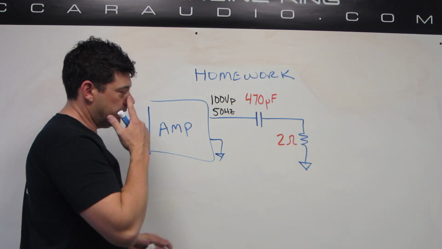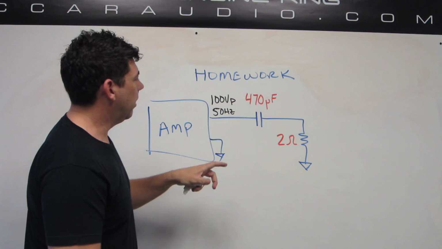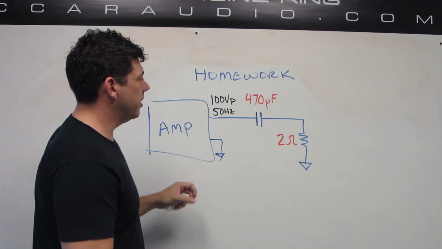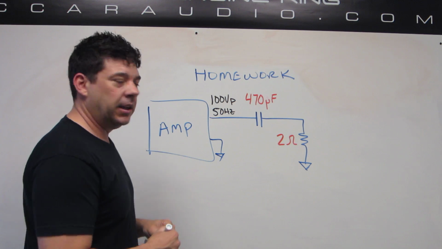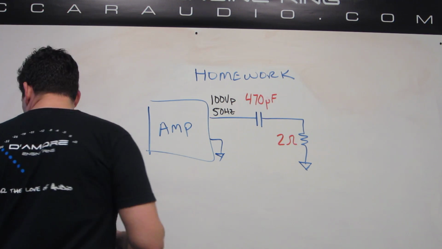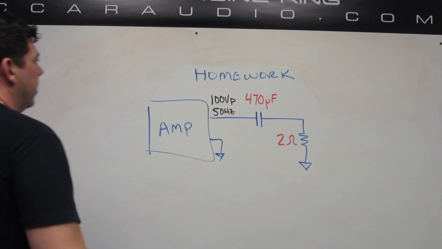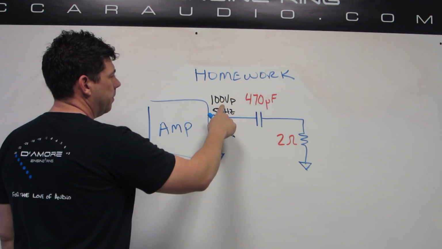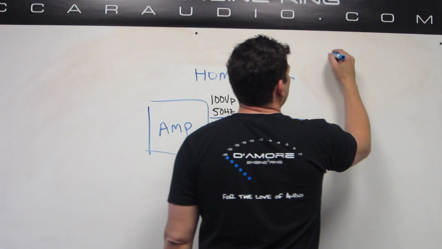And the question is, what's the true power? If we put a clamp on here and a voltmeter, what will we measure on the clamp versus what is the actual true power that the amplifier is putting out? So, first thing we need to do is we have 100 volts peak, so we need to convert that to RMS.